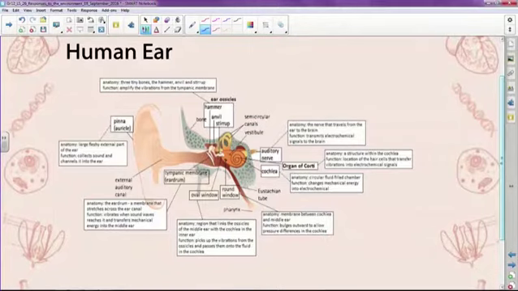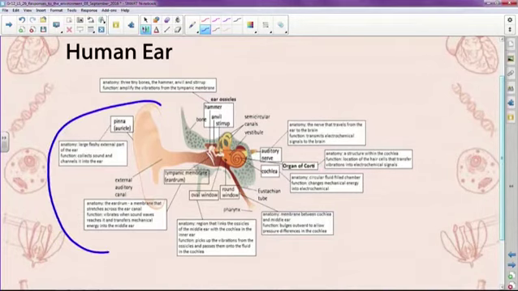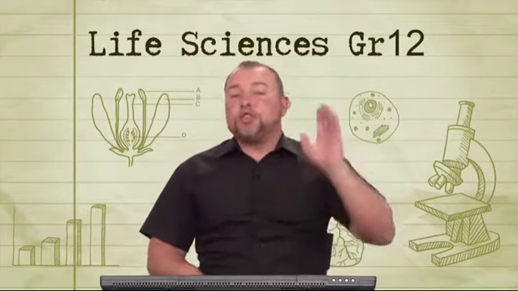So if we have a look down here, we're going to start off with the human ear. You need to know these things very carefully, and very well, and how each thing works. We're going to start off quickly with the pinna, which is this over here. Very important to have a look at your pinna. If somebody's talking to you and you cup your ear like this, you can hear more. That's exactly what the ear does.